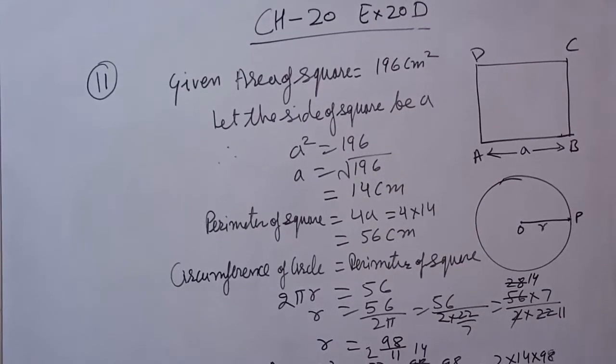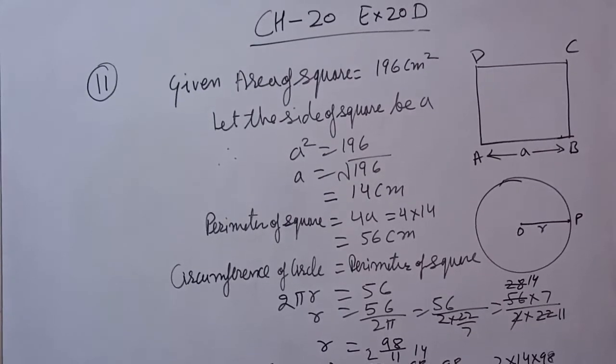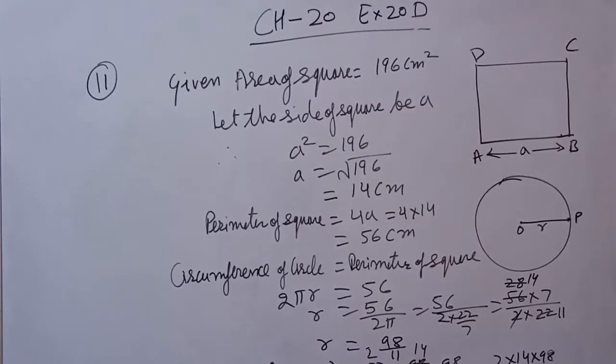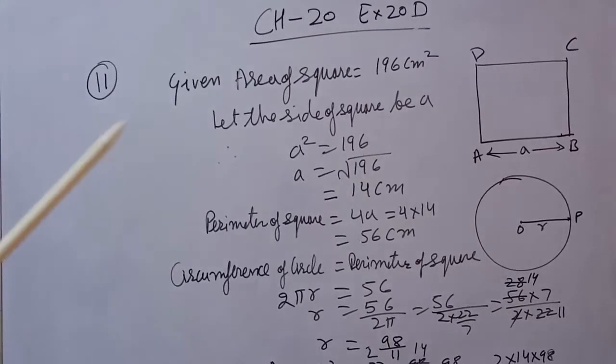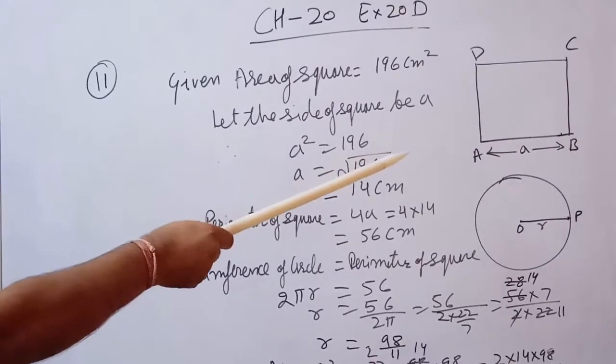Children, I am taking question number 11, that is, a wire when bent in the form of a square encloses an area of 196 centimeter square. If the same wire is bent to form a circle, find the area of the circle. So first, what is given? Given area of square equal to 196 centimeter square. That is the square we just imagine.